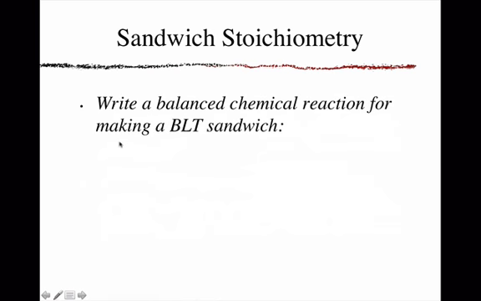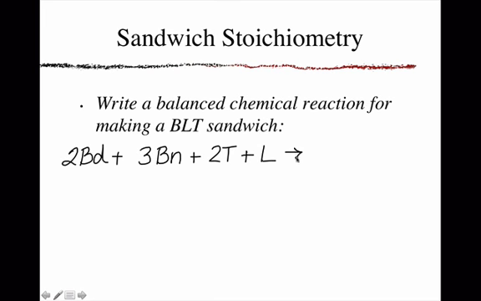What we want to do is write a balanced chemical reaction for what we're doing there. Going back to what we said, we take 1 slice of bread and then we end it with a slice of bread, so we have 2 pieces of bread, plus 3 strips of bacon, plus 2 tomatoes, 1 big leaf of lettuce, and I'm just going to make an L because we usually don't put ones in our chemical reactions.